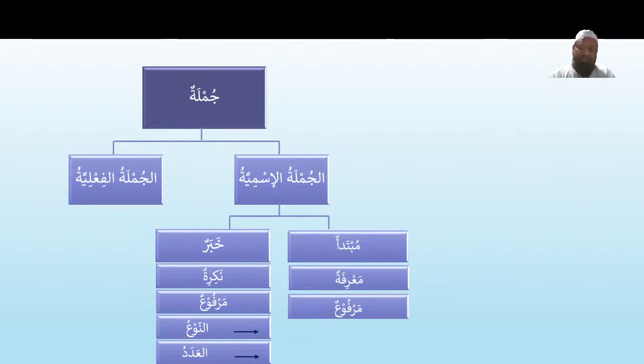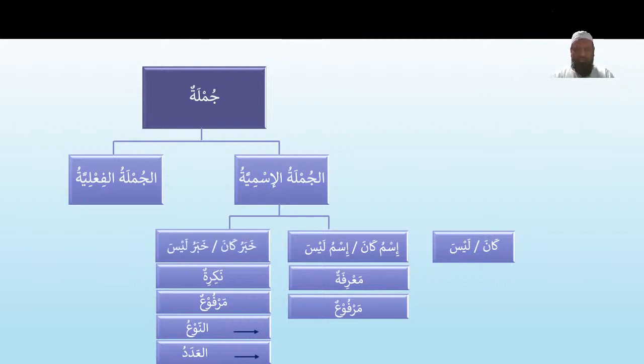Now, we add certain words to get additional meaning, and out of that we've learned two of them so far. Number one we've learned is fi'lun naqisun, and we've learned two of them. Number one is kana, number two is laysa. So if kana and laysa come to a jumla ismiya, what happens? The name of the first part, which is mubtada, changes, and also the second part, khabar, also changes. So mubtada changes to ismu kana or ismu laysa. Khabar becomes khabaru kana if we use kana, or khabaru laysa if we use laysa.